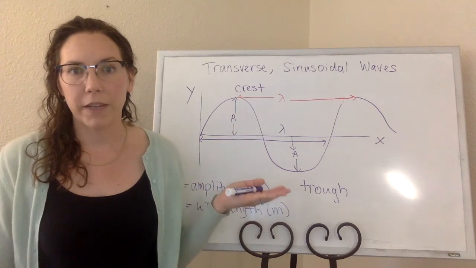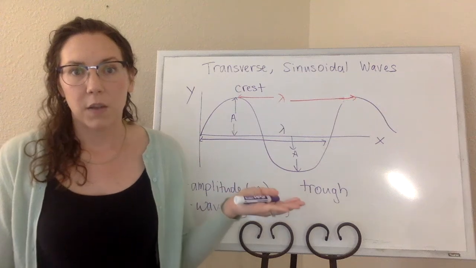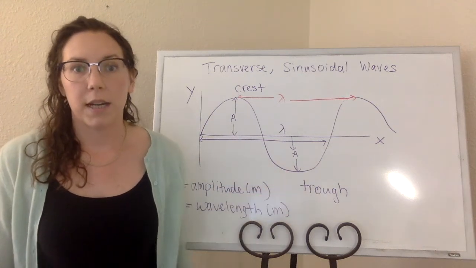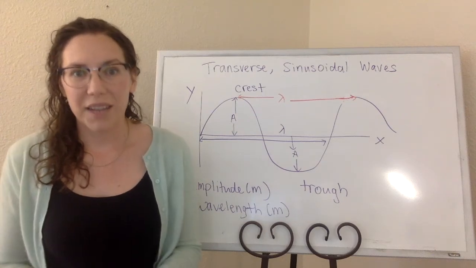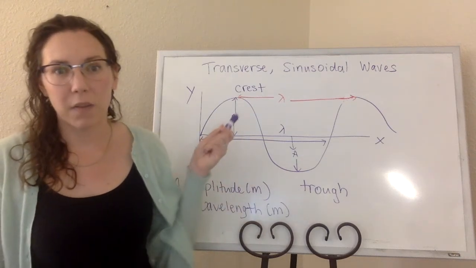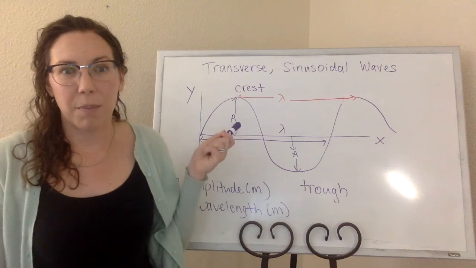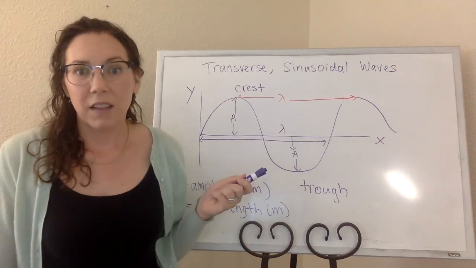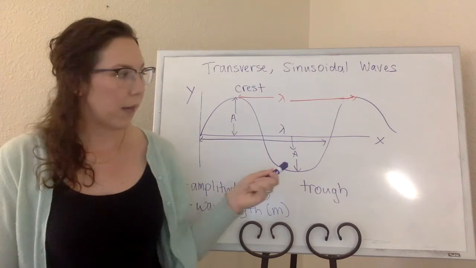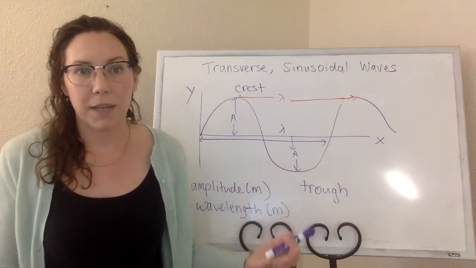I've sketched a wave here in y versus x. So this is its spatial component here. First of all, crest and trough. The crest refers to the peak of the wave, so the highest point above equilibrium that the particles in the medium reach. Then the lowest point is the trough, so that's this lower dip here.